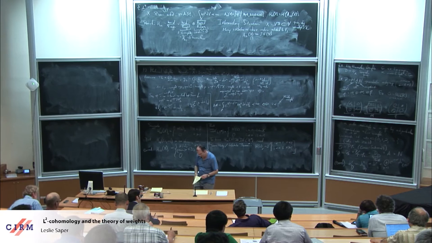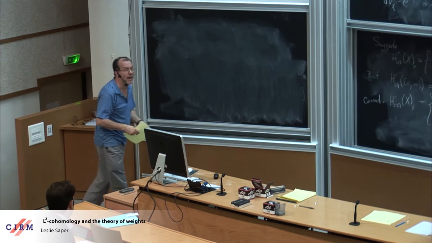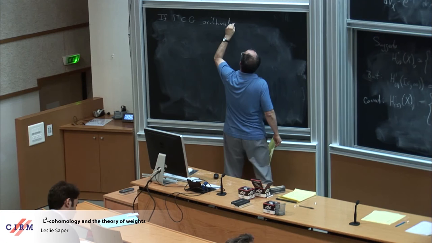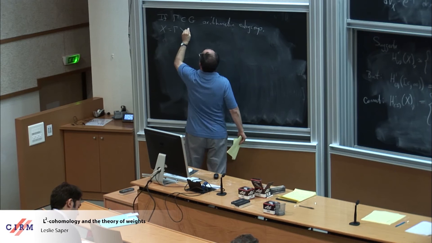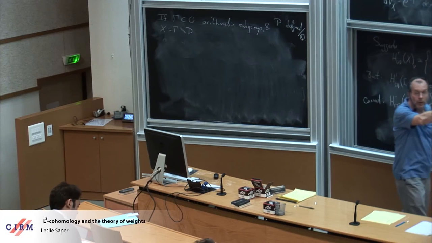And I'll just remark, that's a symmetric space. What I really want to be talking about are locally arithmetic locally symmetric spaces. So if gamma in G is an arithmetic subgroup, X equaling the quotient of D by gamma, and I'm going to assume P is defined over Q. So really, I'm assuming here that G are the real points of an algebraic group defined over the rationals.